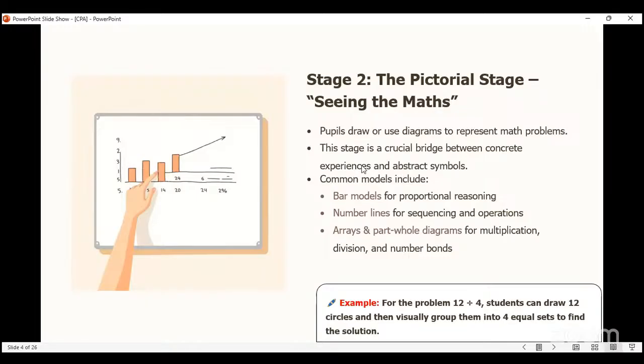Number lines, arrays, pattern diagrams, division, and number bonds.